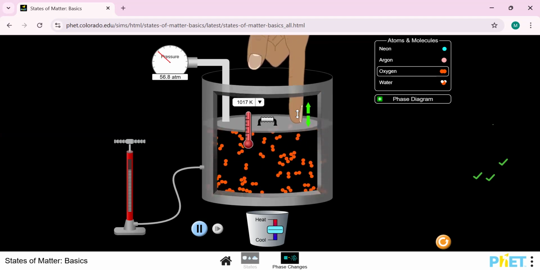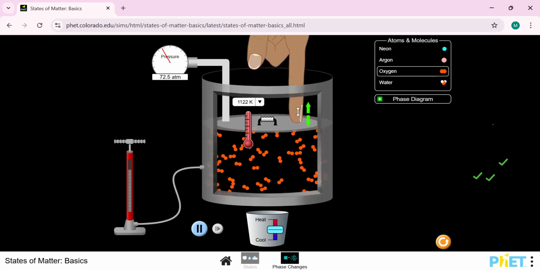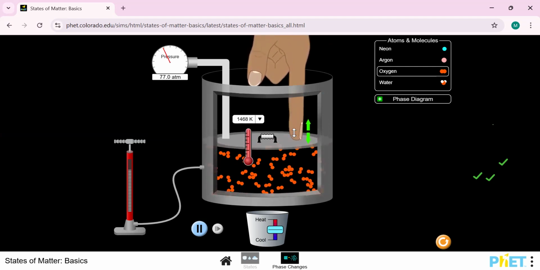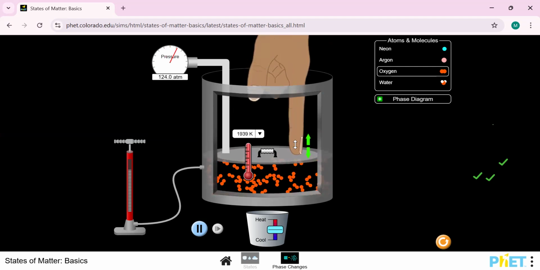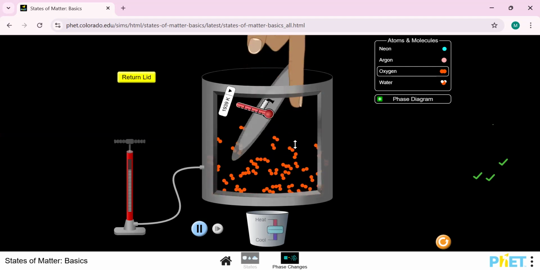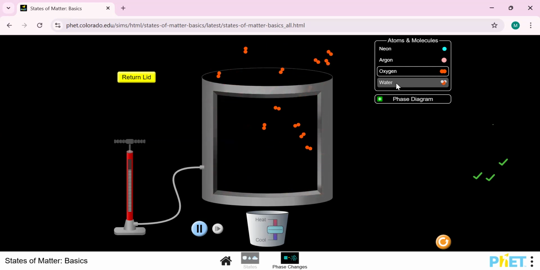Little by little, I want to press it. At which temperature does the lid come out of that area? Please note it down. The pressure also varies. Atmospheric pressure. So at high temperature and pressure, the oxygen particles come out of that area.